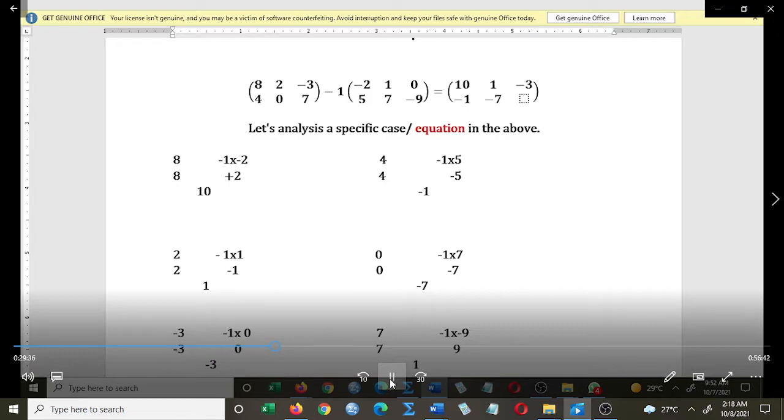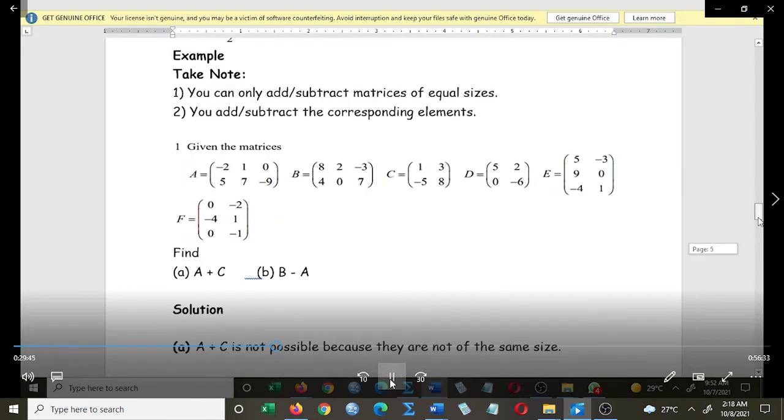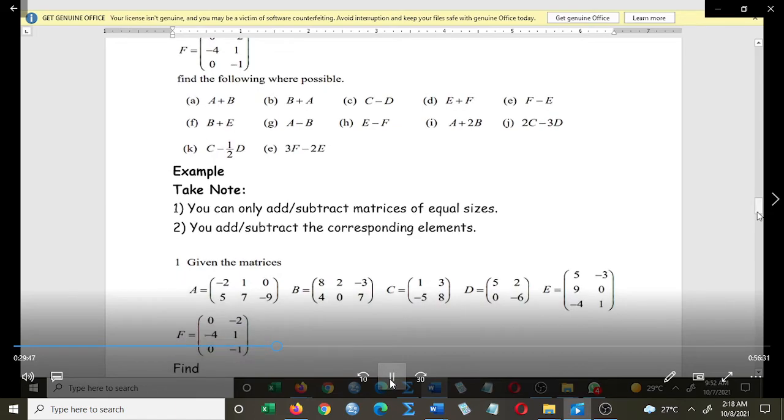So what's the answer for this one? 16, right? Yes, 16. Now look at that. Look, you have a situation like, look at K. In fact, before we come to K, look at J. You have 2C minus 3D. 2C minus 3D.